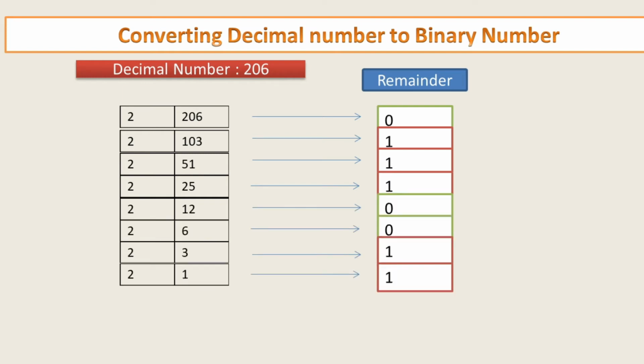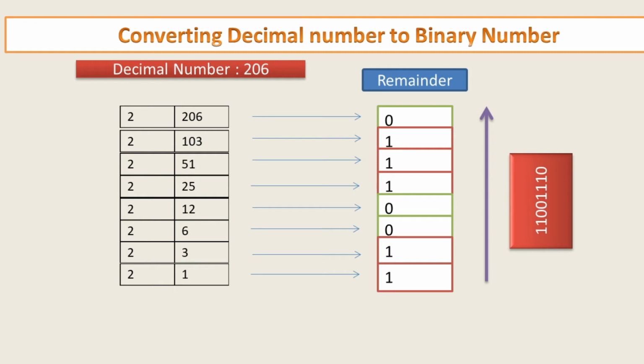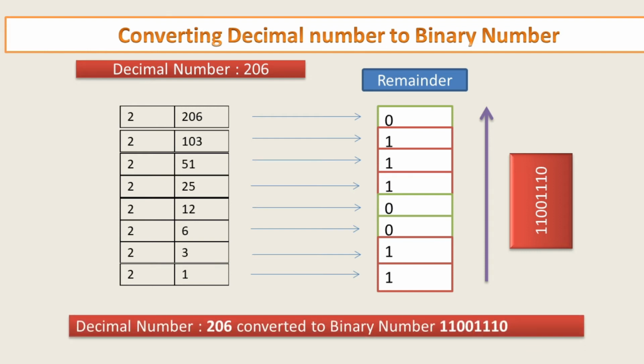We keep on doing it till the last number is 1, and after that we display the number from the last digit. We start writing the binary number from the last digit to the first digit. Look at the arrow from the last digit to the first digit. So our number is 11001110 from the last to the first. So the decimal number 206 is converted to the binary number 11001110.